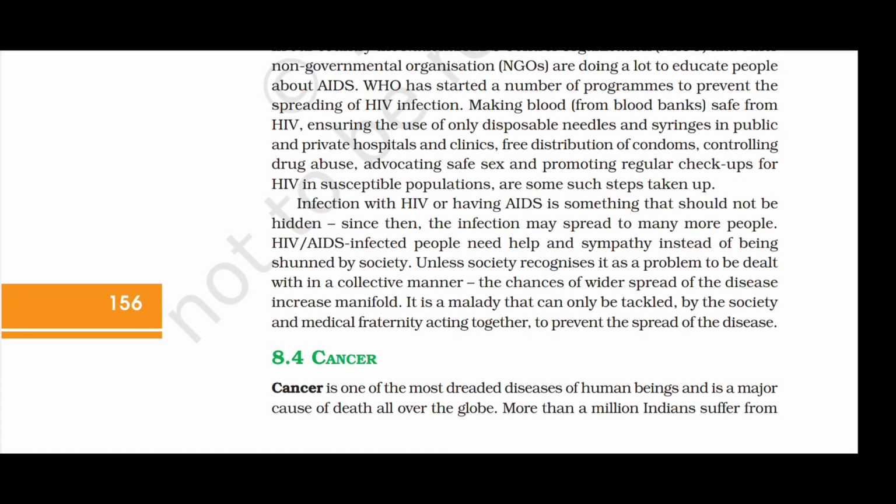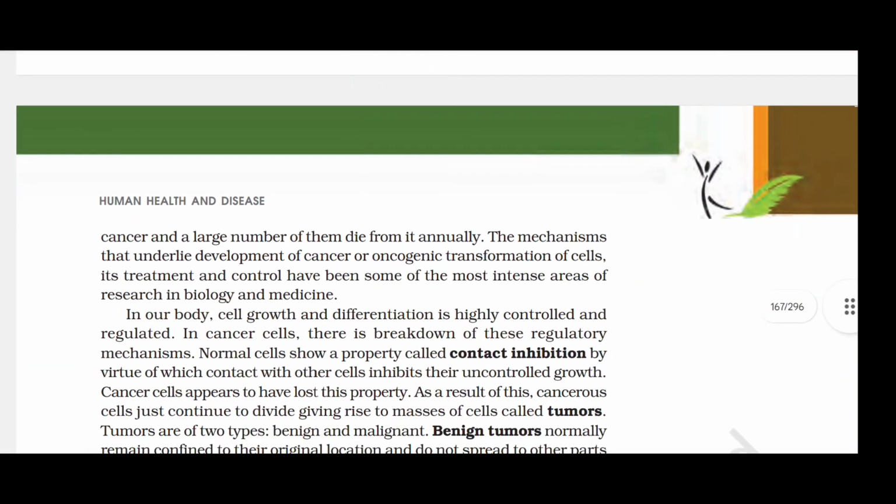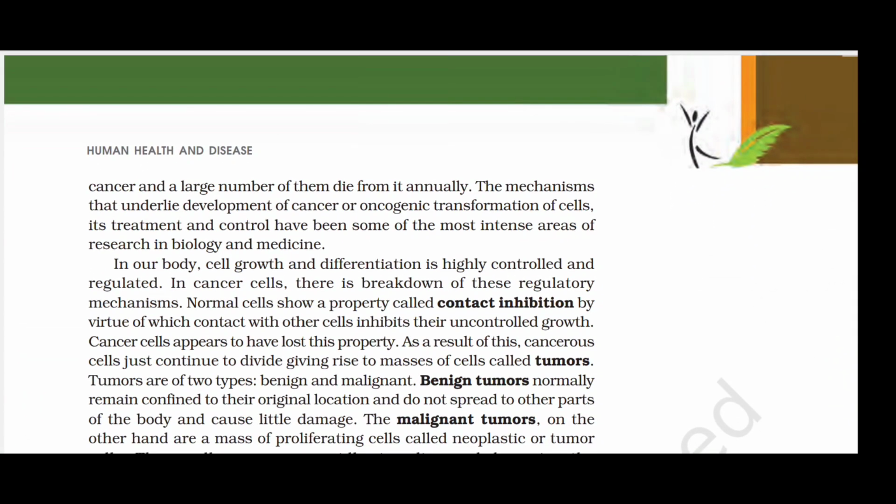Chapter 8, Human Health and Disease, Part 2. Cancer. Cancer is one of the most dreaded diseases of human beings and is a major cause of death all over the globe. More than 1 million Indians suffer from cancer and a large number of them die from it annually. The mechanisms that underlie development of cancer or oncogenic transformation of cells, its treatment and control have been some of the most intense areas of research in biology and medicine.